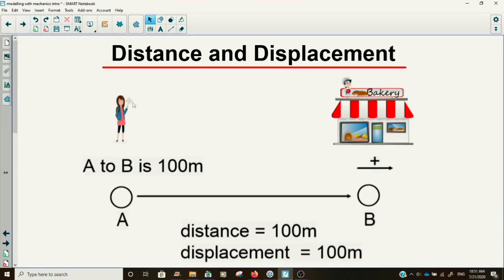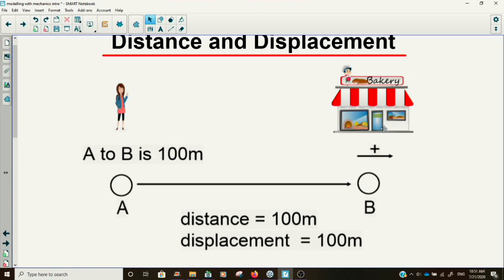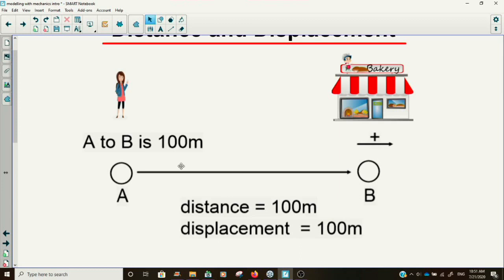Here we have a person who wants to travel to a baker's, and we have 4 different journeys that this person takes. The baker's is 100 meters away from the person, so we have the person at position A and the baker's at position B. Now, if the person travels from A to B, they've travelled a distance of 100 meters, and the displacement is 100 meters as well. We've chosen to the right as positive, so it's a positive displacement.